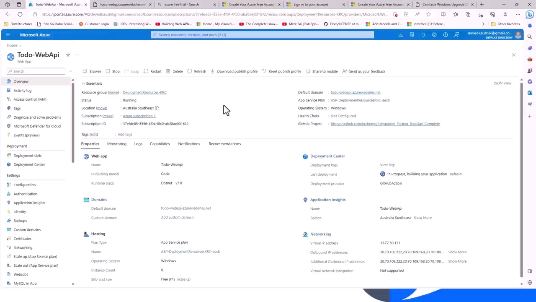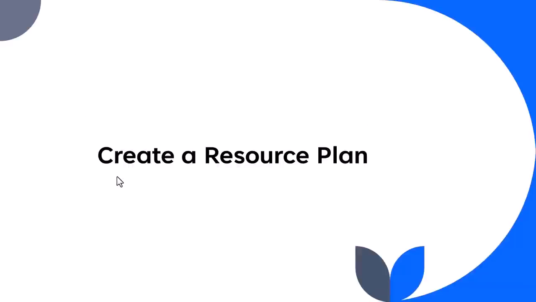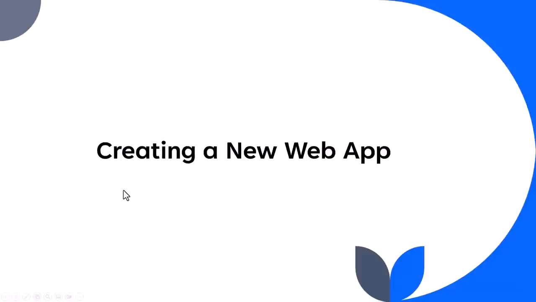I know deployment is ready, but I need to connect it to a continuous deployment pipeline. I need to do something else on top of that. So let's review our slideshow, where we are and how much we have already gone through. I have already created the resource plan on the Azure portal, and we have created a new web app.